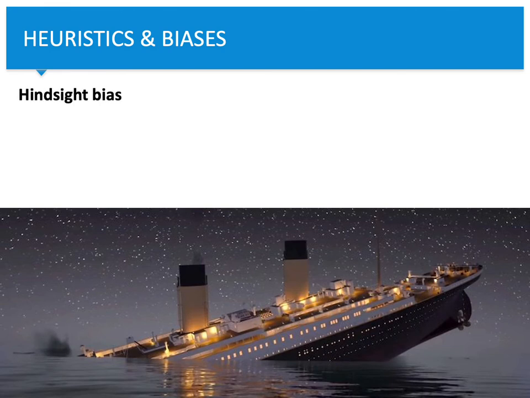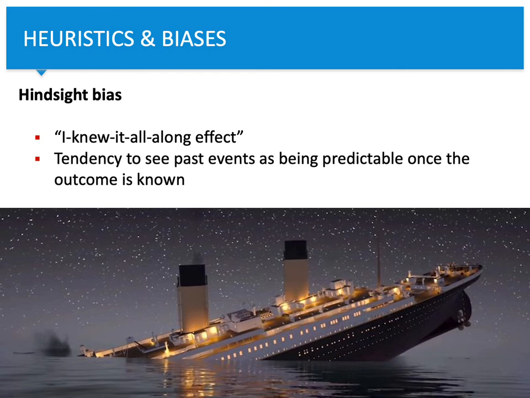Another example of a bias is hindsight bias. It's called the "I knew it all along" effect. People have this tendency to see past events as being predictable once the outcome is known. Here you see the Titanic going underwater. If you think about what actually was the cause, you may think, how was it possible that the captain hadn't seen the iceberg that he hit and then caused this huge disaster? That's the way this bias can work.